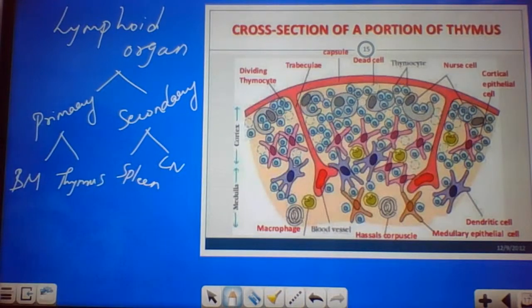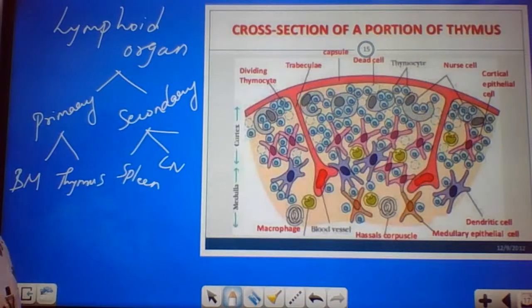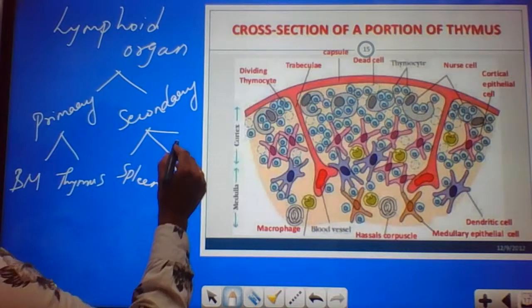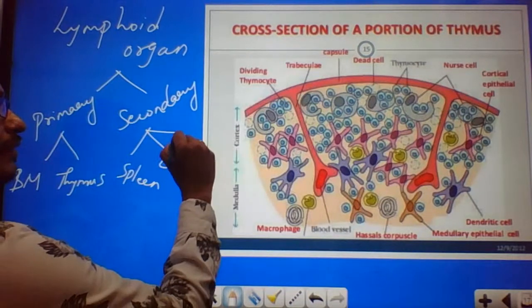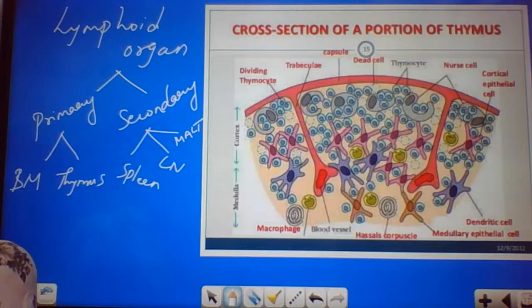LN means lymph node. Secondary can also be called the peripheral lymph nodes, also like central lymph nodes we call it. And we have the MALT, that is mucosal associated lymphoid tissues, Peyer's patches, tonsils. These are some of the examples which come under this category.